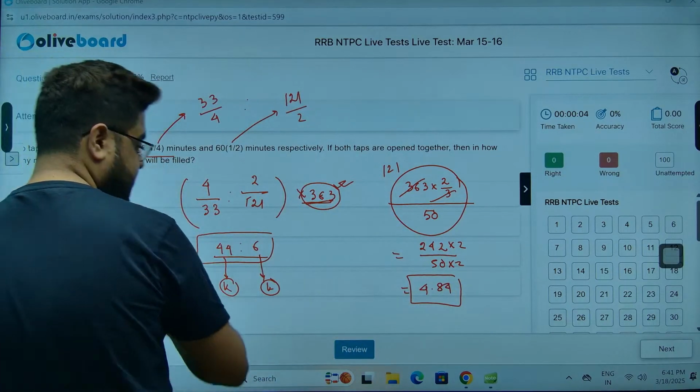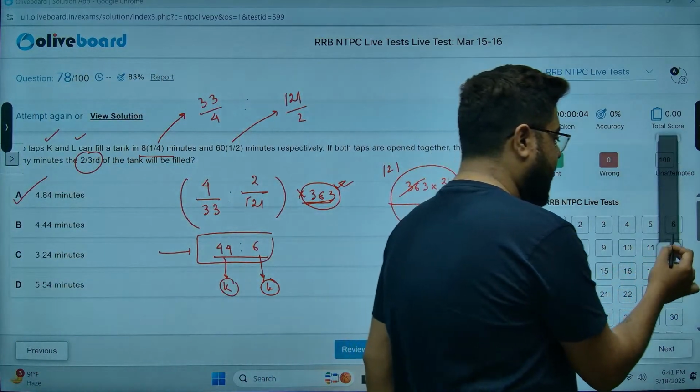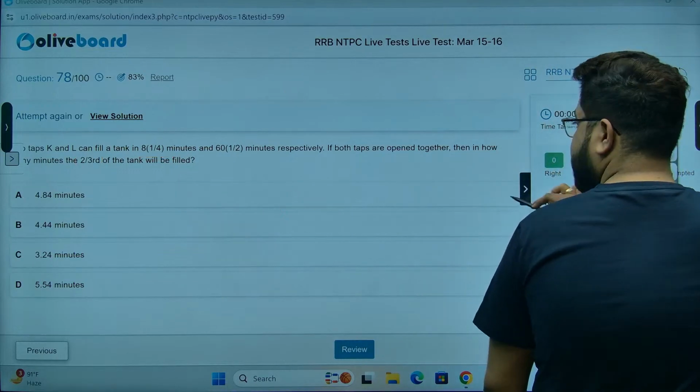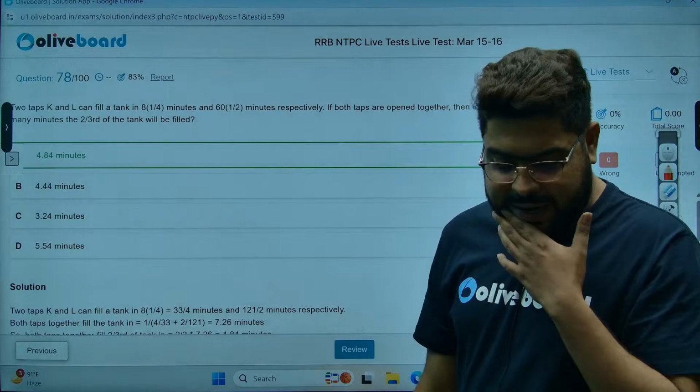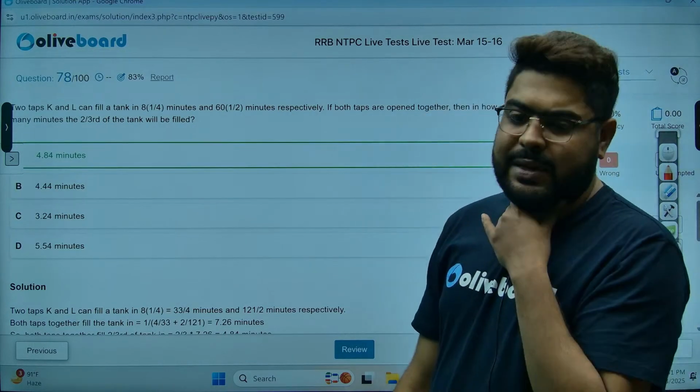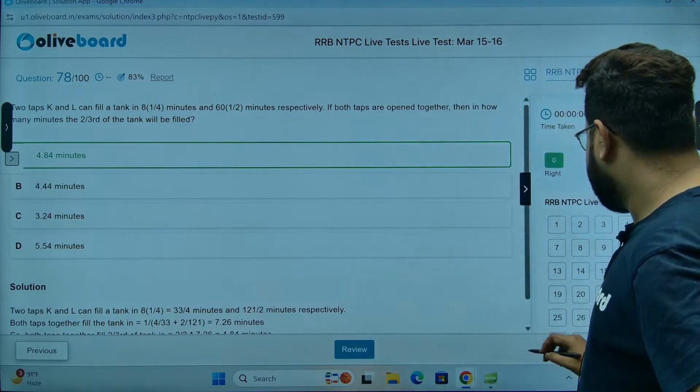4.84 is option A. Option number A. Everybody clear? Very simple. Next one.